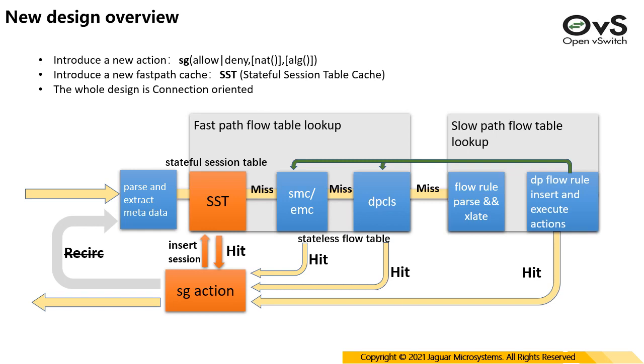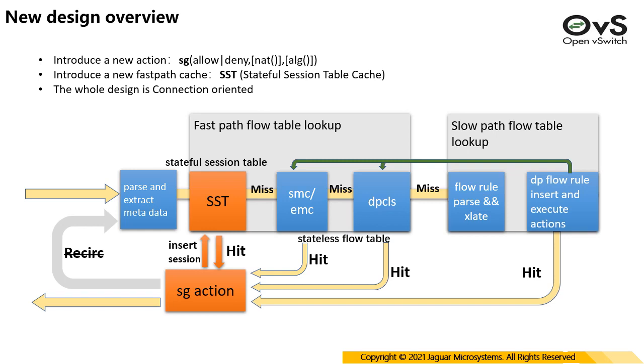After the packet parsing and metadata extraction, it will first go through the SST cache. Once hit, it will directly execute the action list, including updating the connection status as well as the per-connection statistics. Once missed, which means it's a new connection, it will fall back to the legacy processing procedure. During execution of the SG action, it will create a new connection and insert it into the SST table.